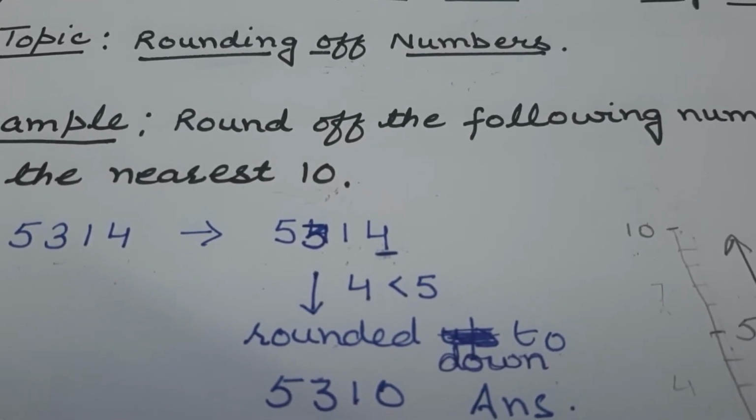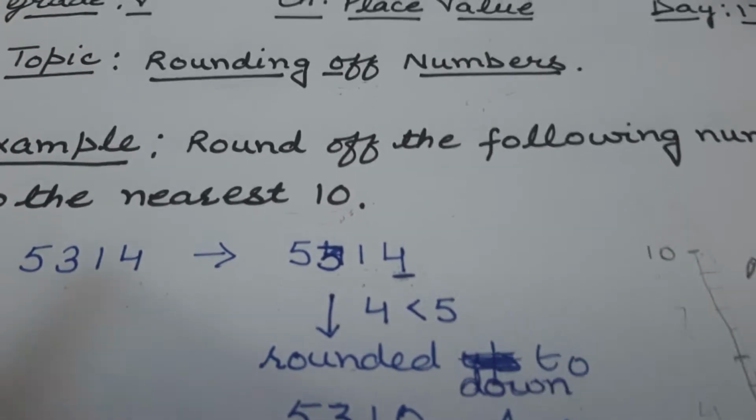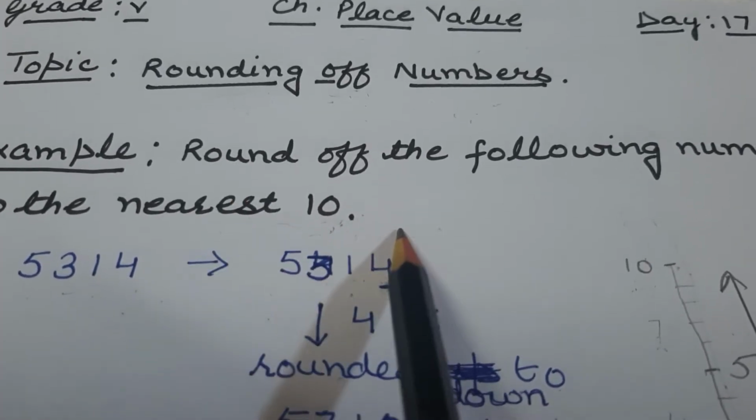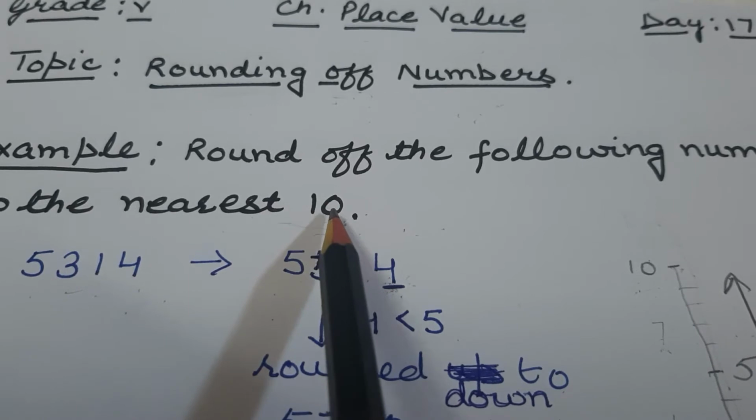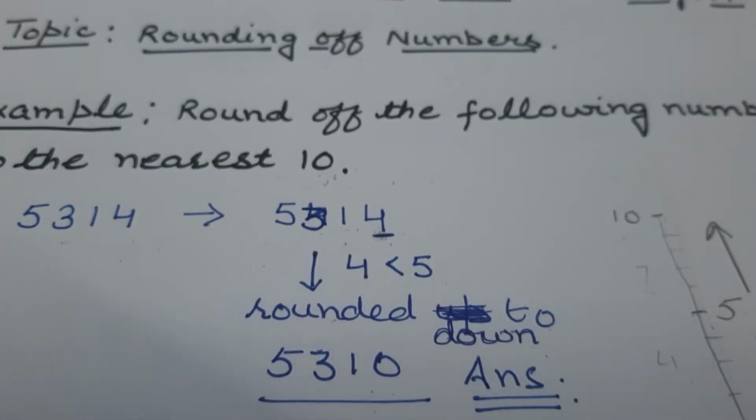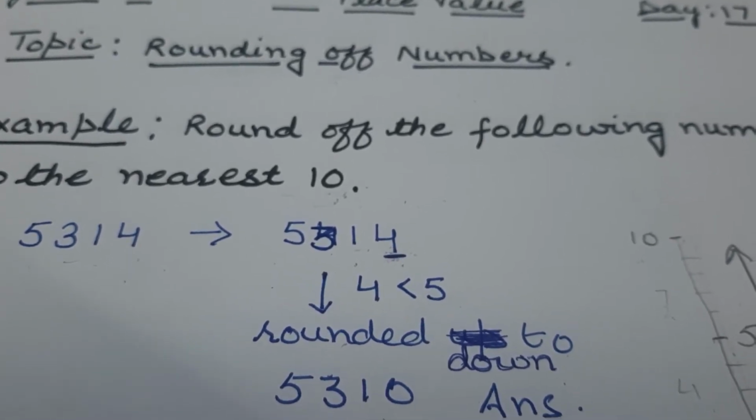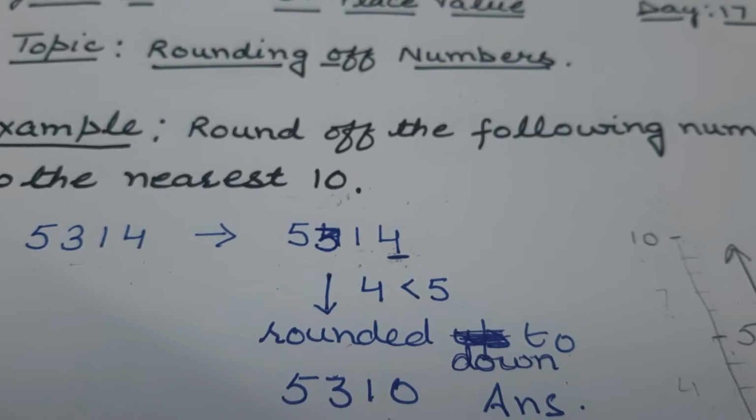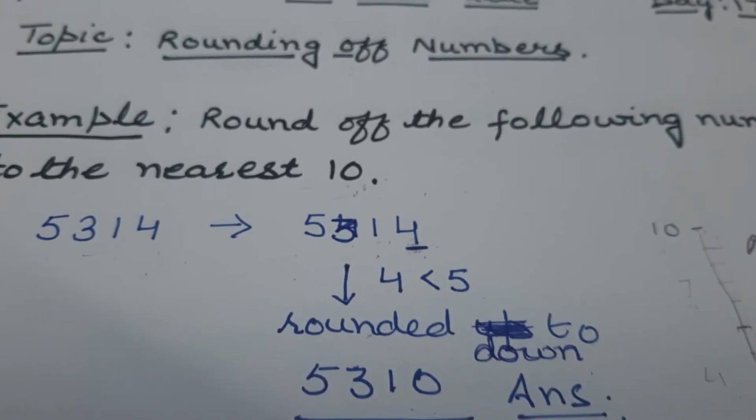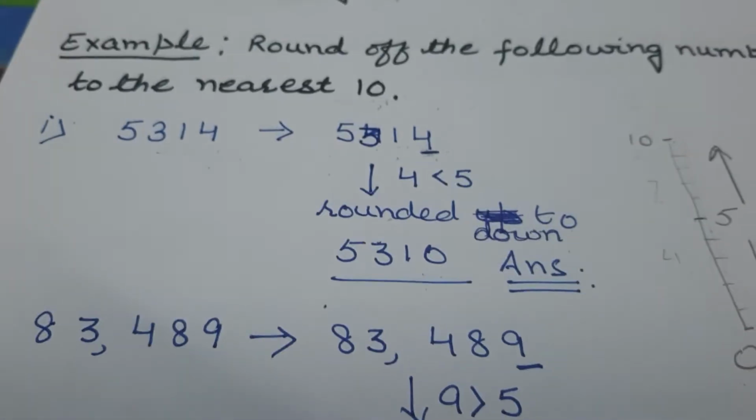And one more way I tell you how to check your sum, that if we are writing here nearest to tens, how many zeros are there in tens? 1. Similarly, in your answer there should be 1 zero. Okay, I hope it is clear to all. Now let's take another example for more understanding.